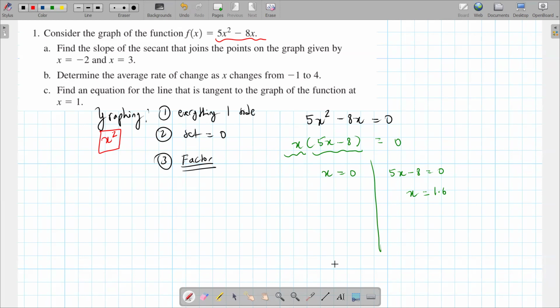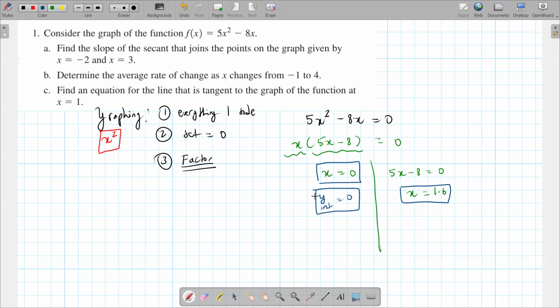It's not -8. Try again. The y-intercept is a constant that you add to any polynomial function. It's the constant c that we add at the end. So it's 0. This is going to go through the origin. We have 2 x-intercepts, x equals 0 and x equals 1.6, and we know our y-intercept is also 0. So our function is going to go through the origin.